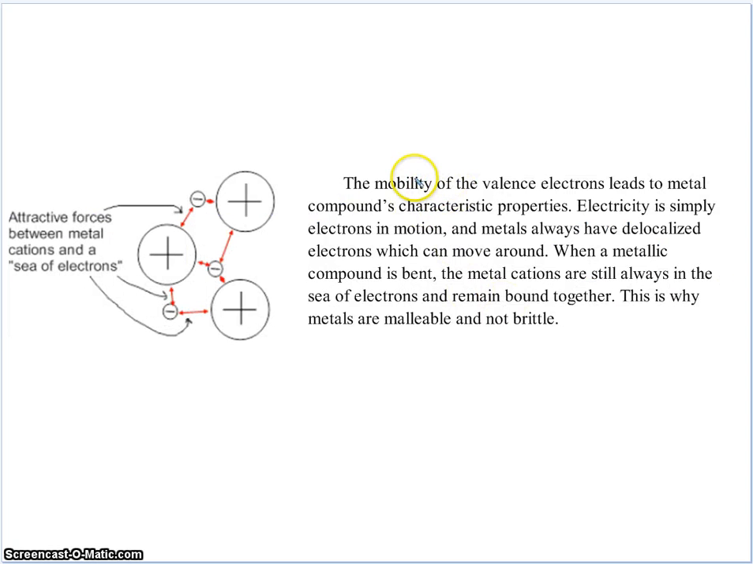The mobility, so the movement of the valence electrons, leads to metal compounds' characteristic properties. Electricity is simply electrons in motion, or any charge really, and metals always have delocalized electrons which can move around. When a metallic compound is bent, the metal cations are still always in the sea of electrons and remain bound together. This is why metals are malleable and not brittle, right?